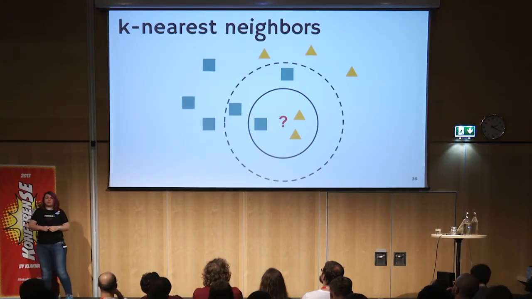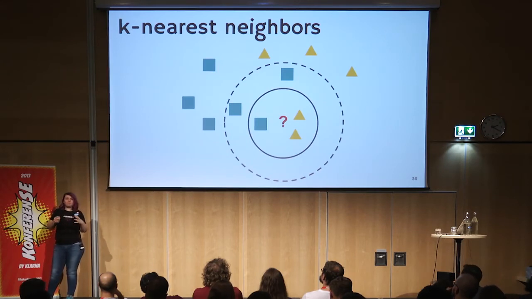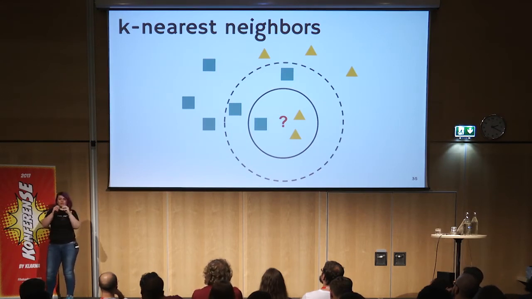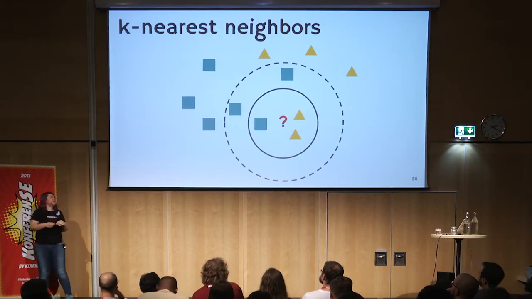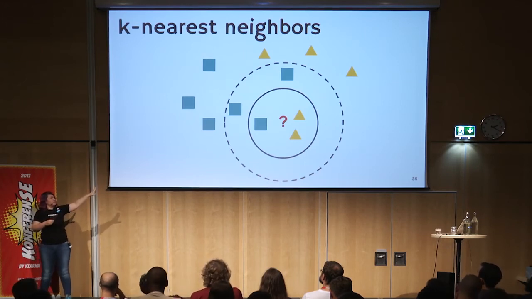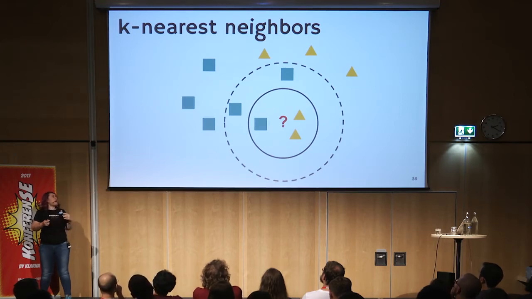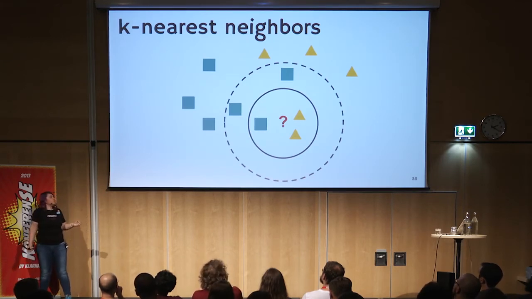What is K nearest neighbors? It basically means that you take the unknown data that you're feeding your model, and it looks for all the data that you have in your model that is around it. And for example, if you take three neighbors, it will pick the one square and two triangles in the small circle. And your model will say, well, this is most likely a triangle. So instead of the question mark, it will say, yeah, this is a triangle.